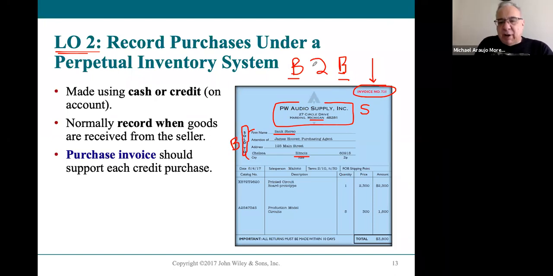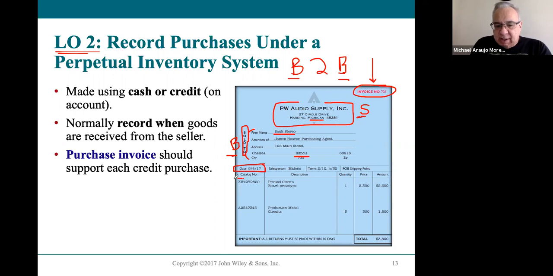A few things that are very important as well. The date, right? When did this transaction occur? Why is that important? Because both the buyer and the seller have to do accounting on this. Okay, this is going to be recorded in the journal, which you're going to be learning. So it's very, very important to understand that.